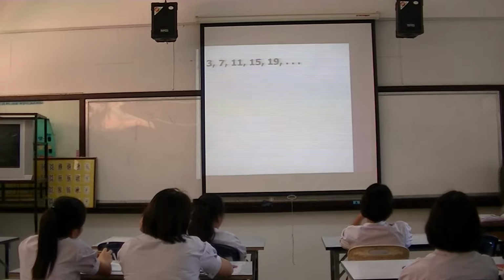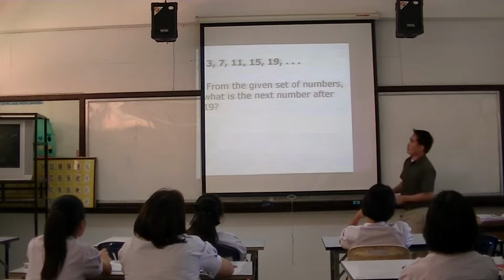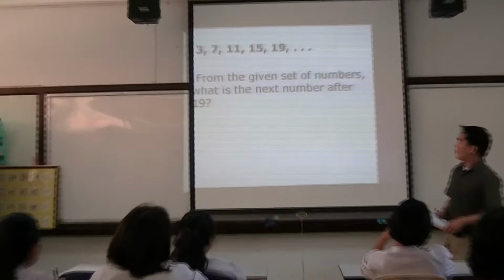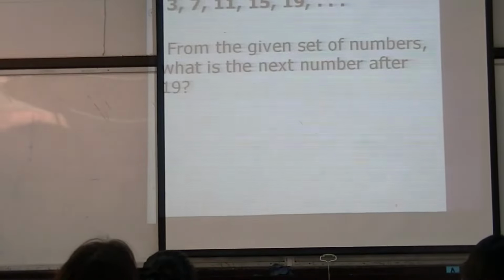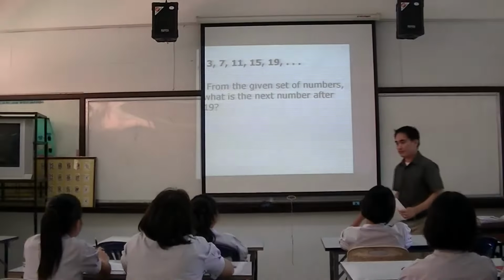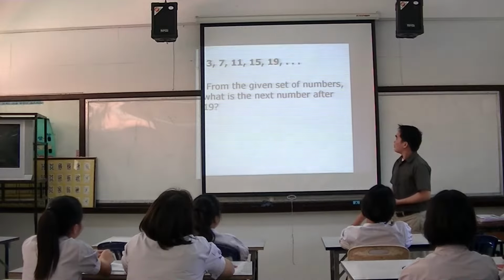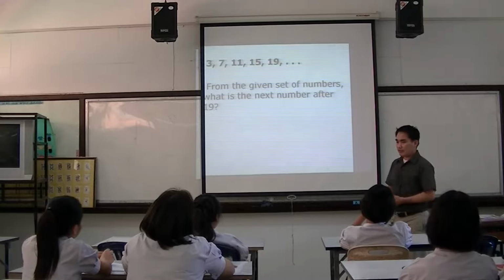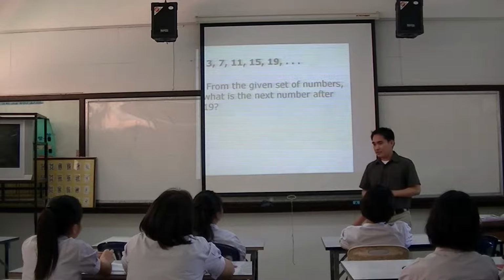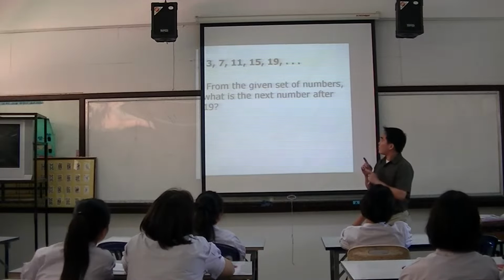So from the given set of numbers, what is the number next after 19? Raise your hand if you want to answer. 23. So the answer is 23. How did you get 23? Plus 4. 19 plus 4 is 23.